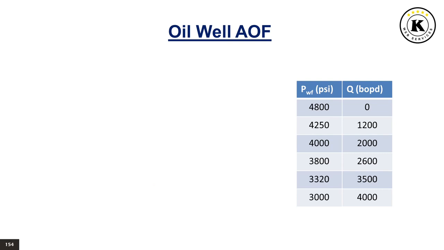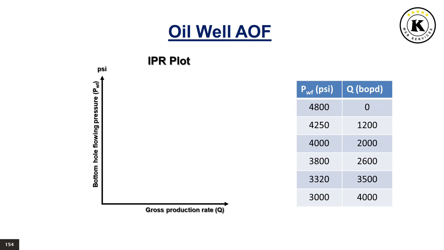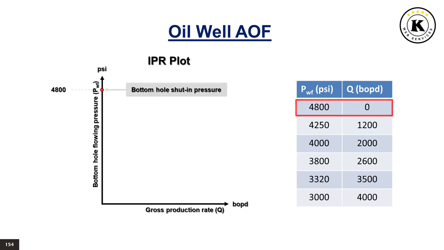Oil well, absolute open flow, AOF. The inflow performance relation, or IPR plot, is obtained by plotting the bottom hole flowing pressure, PWF, in PSI, versus the gross production rate, Q, in barrel oil per day. This point here is the bottom hole shut-in pressure.